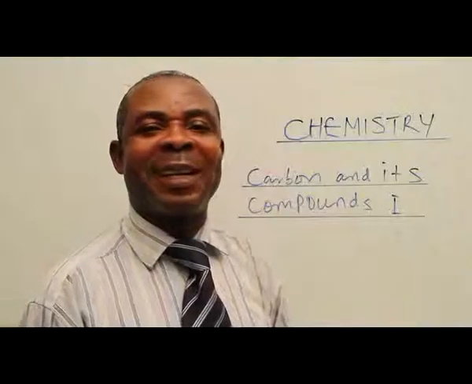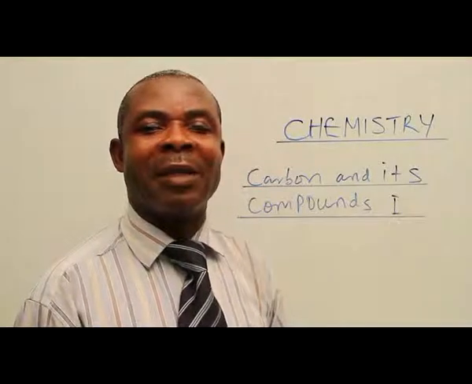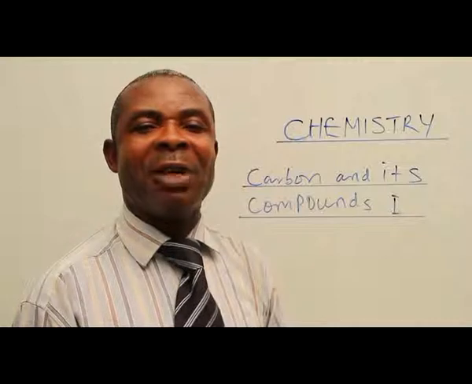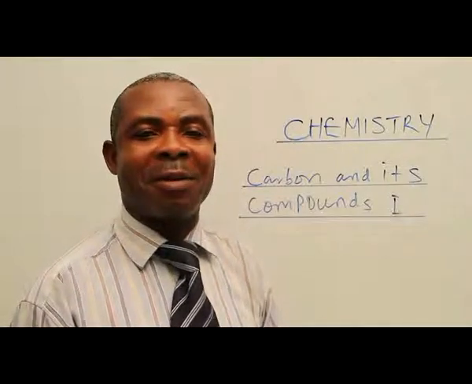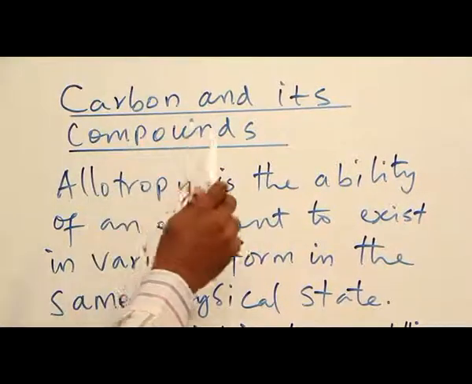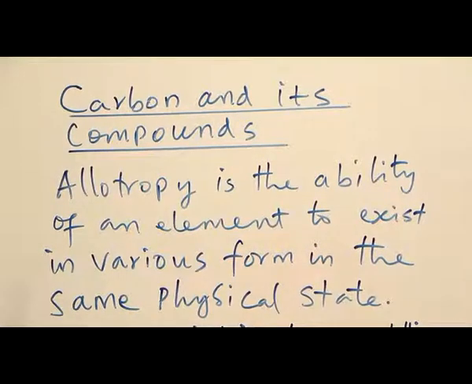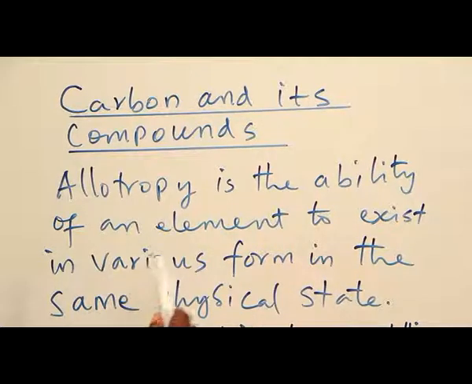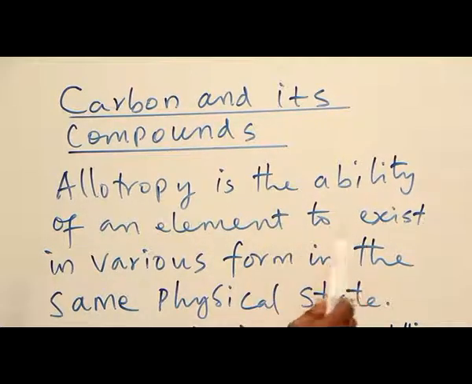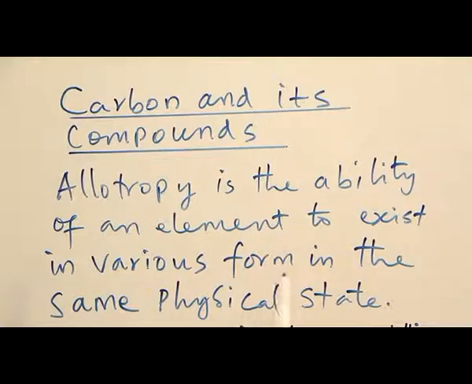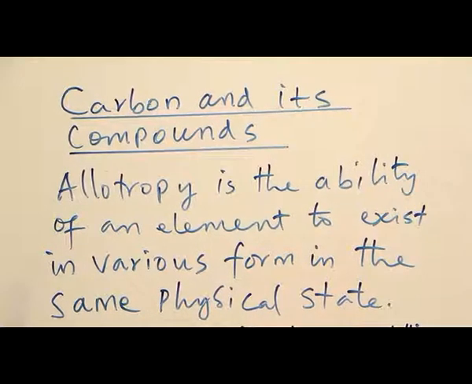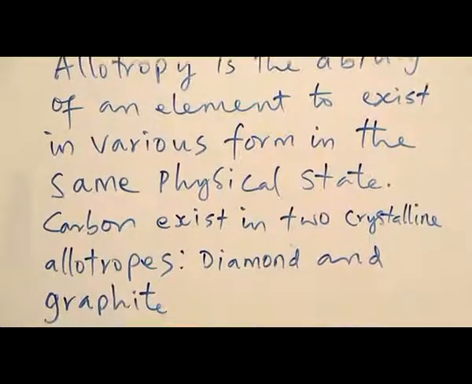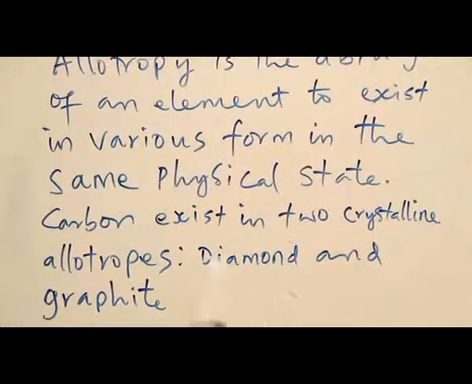The topic for today is carbon and its compounds. Carbon is an element found in group 4 of the periodic table. Allotropy is the ability of an element to exist in various forms in the same physical state. Carbon exists in two crystalline allotropes, diamond and graphite.